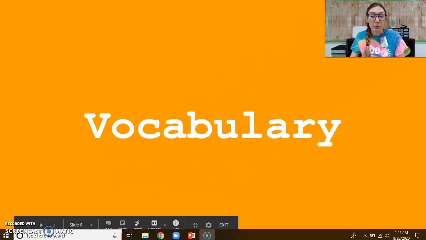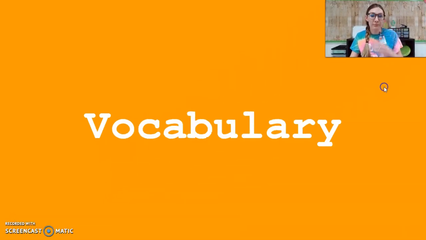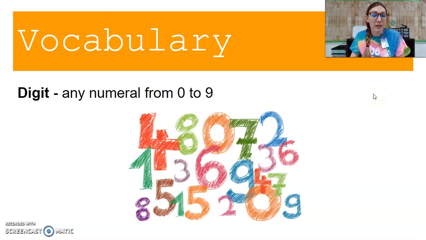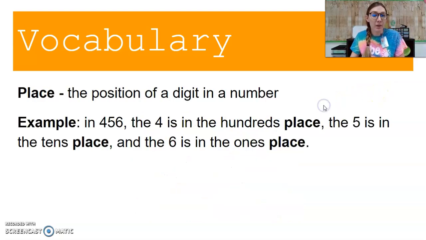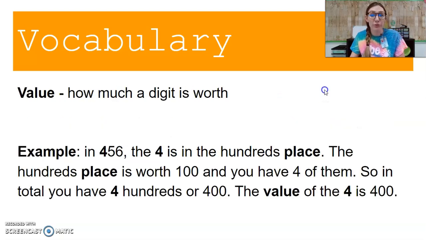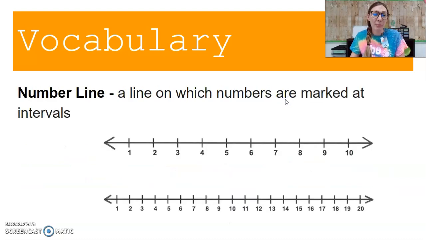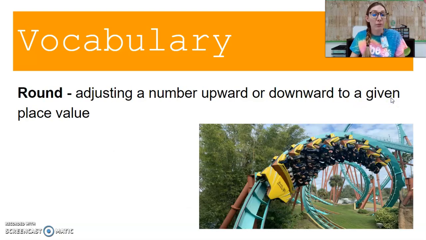All right, let's quickly review our vocabulary before we jump into our mini lesson. So remember, a digit is any numeral from 0 to 9. Place is the position of a digit in a number. This is very important when we are rounding. You need to have a knowledge of your places and their values. A value is how much a digit is worth when it's put in a place. A number line is a line on which numbers are marked at specific intervals. And rounding means to adjust a number upward or downward to a given place value.